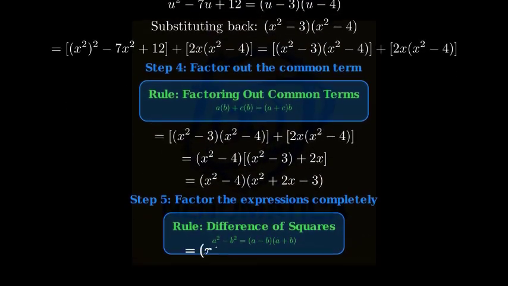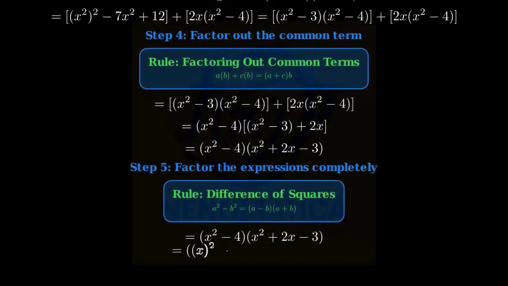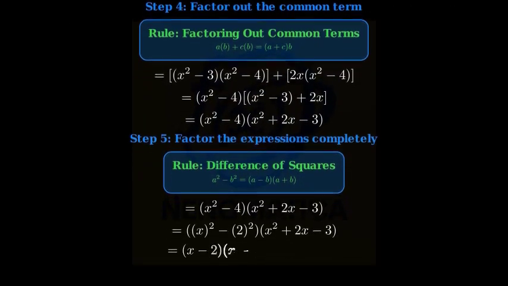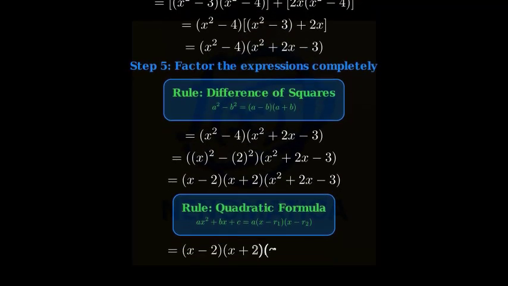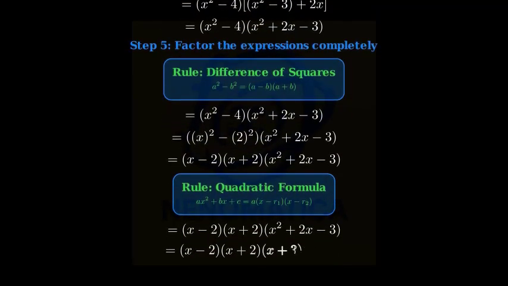X squared minus 4 can be written as x minus 2 times x plus 2, since it's a difference of squares. And x squared plus 2x minus 3 can be factored as x plus 3 times x minus 1, using the quadratic formula or by finding two numbers that multiply to negative 3 and add up to positive 2.